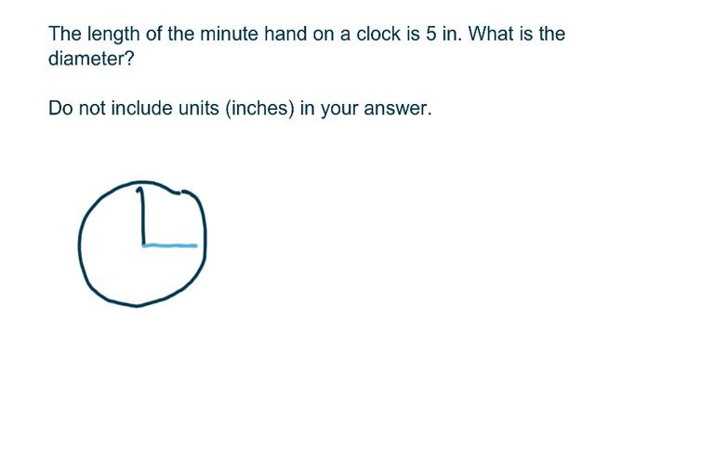And I highlighted the minute hand in blue so that we could pay attention to it, and that's 5 inches long. Now, we're supposed to figure out the length of the diameter. The first question is, what's the definition of the diameter? So the diameter is the distance all the way across the circle from edge to edge going through the center.